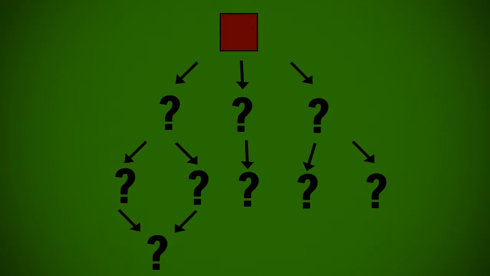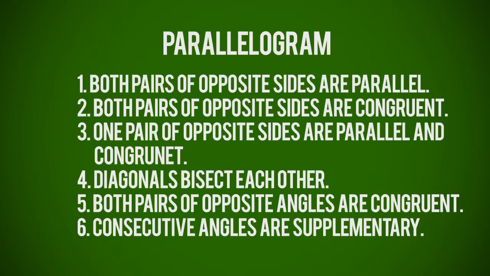First, let's begin with a parallelogram. A parallelogram has both pairs of opposite sides parallel, both pairs of opposite sides congruent, one pair of opposite sides parallel and congruent, diagonals that bisect each other, both pairs of opposite angles congruent, and finally, consecutive angles that are supplementary.